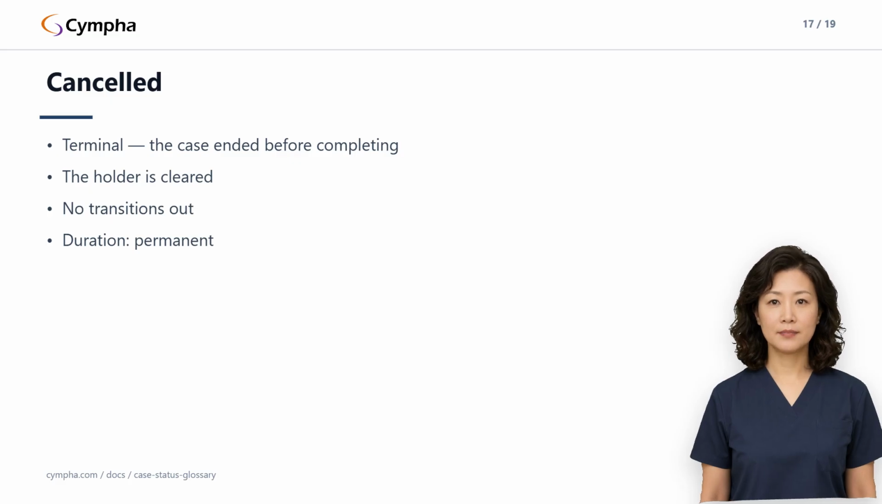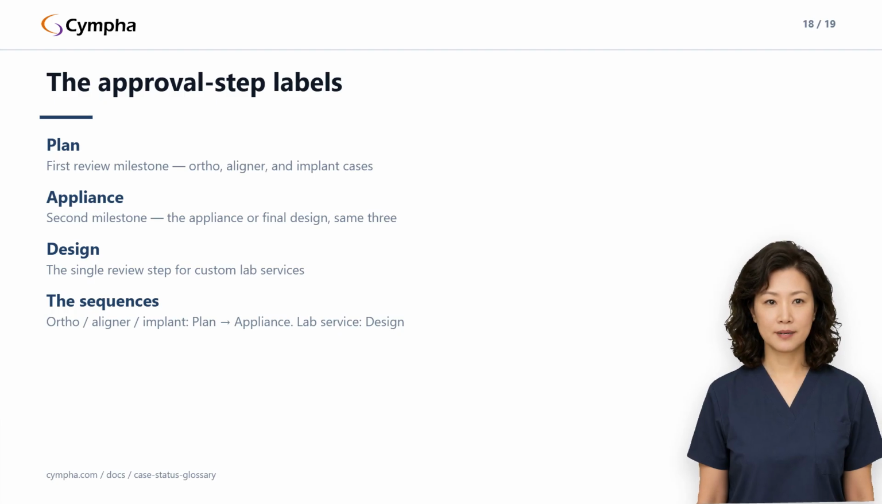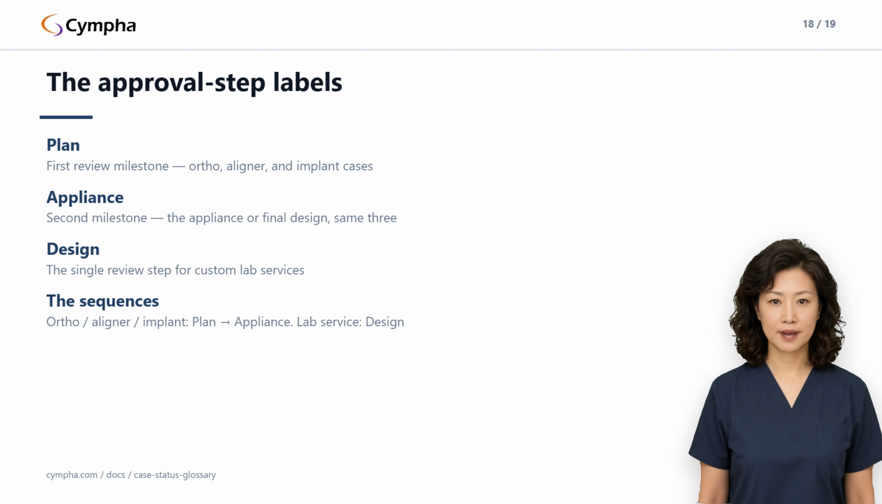There are 3 values. Plan is the first review milestone, used by ortho, aligner, and implant cases. Appliance is the second milestone for those same 3 categories, the appliance, or the final design. And design is the single review step used by lab service cases. Custom services get 1 approval cycle, not 2. So each category has a fixed sequence: ortho, aligner, and implant cases run plan, then appliance, 2 full approval cycles through the ladder, while lab service cases run design once. Which means when you read a status line like awaiting approval, appliance approval pending, you now know exactly where in the case's life you're standing.